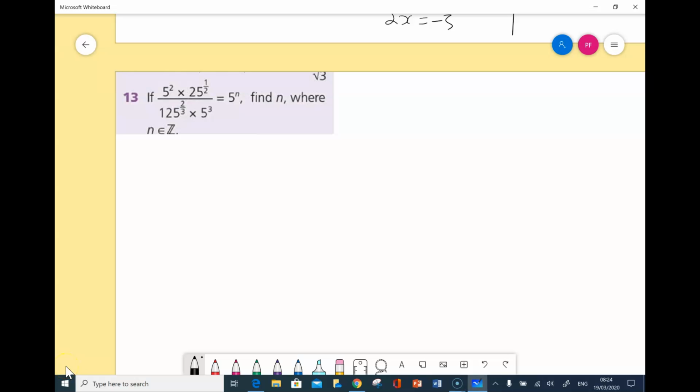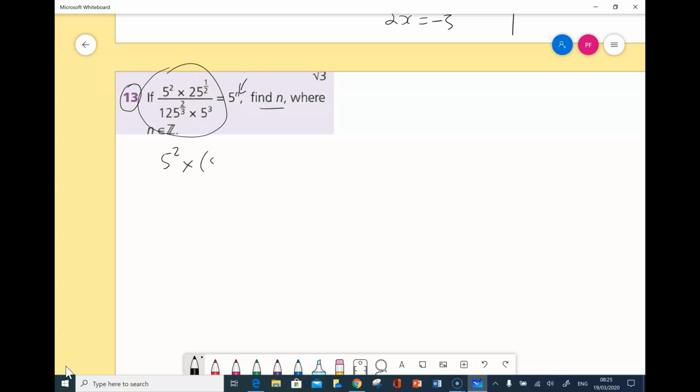Okay, so here we've got question 13 of Indices 2.3, chapter 2, part 3. So we have to find n in this massive expression here. What we're looking for is up at the indices, so we have to make all our base numbers the same. So 5 squared, that's fine.